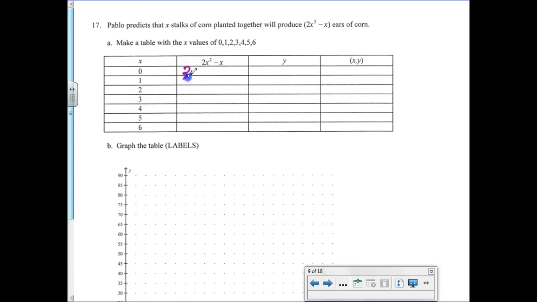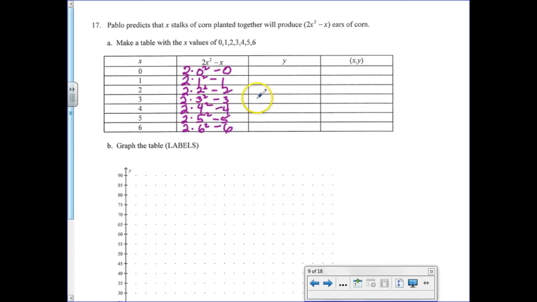Keep in mind, every single one of these, you're going to take 2 first, and then x squared, so whatever value we're plugging in: 0 squared, 1 squared, 2 squared, 3 squared, 4 squared, 5 squared, and 6 squared, minus the x value, 0. This one, minus 1, minus 2, minus 3, minus 4, minus 5, and minus 6.